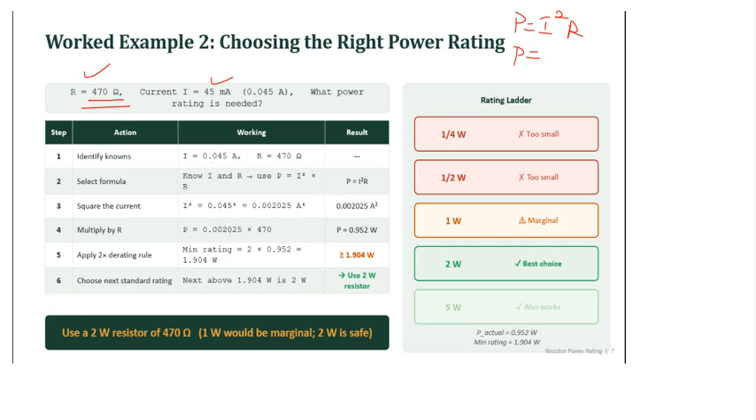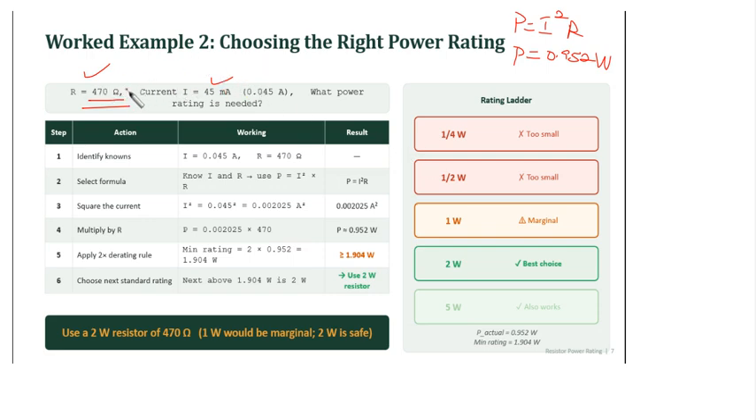Let's check that. It's going to give us 0.952 watts. By the time you calculate that, you're going to have 0.952 watts. Okay, so this is the actual power that is going to be consumed in this circuit.